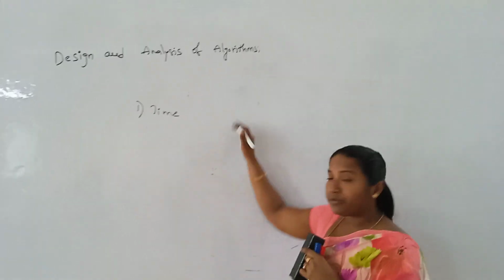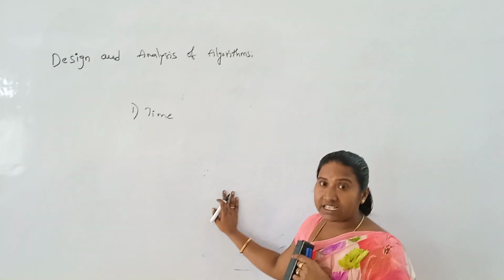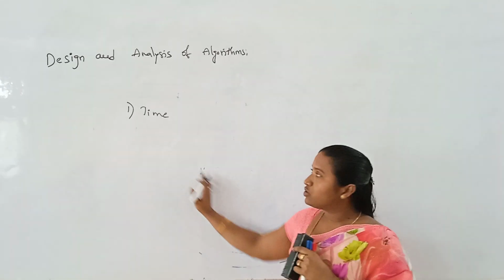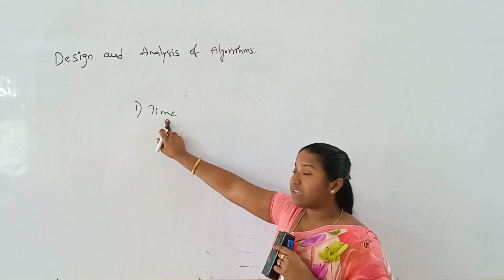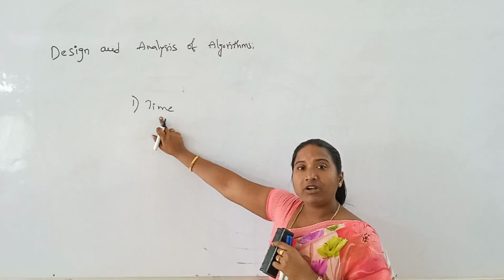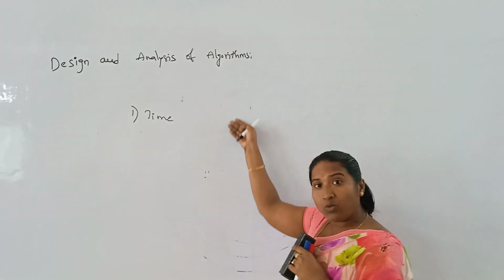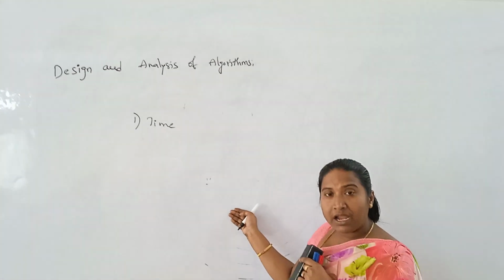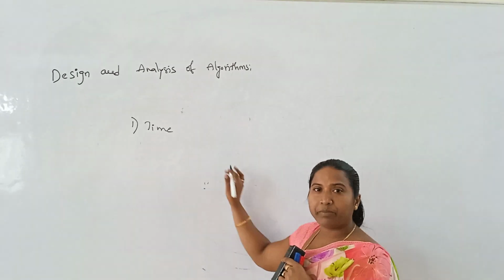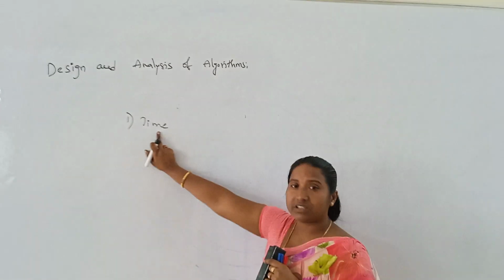Now, if I am writing some algorithm that takes some time to execute, that is the time I am talking about. So what is this time? It's a function. What does it indicate? The amount of time which is required to execute a particular task. That is what time means.